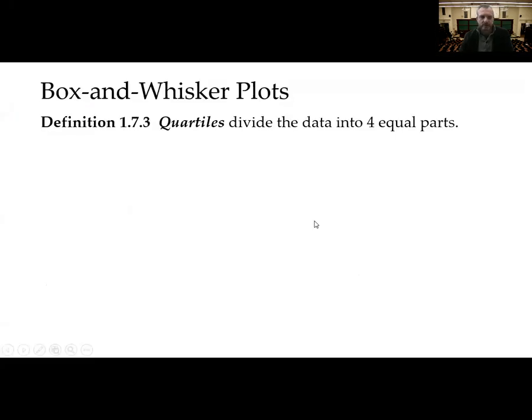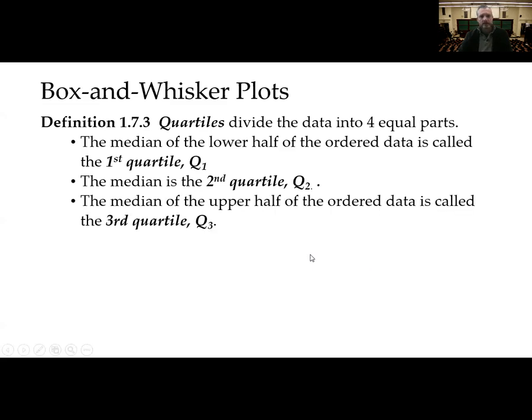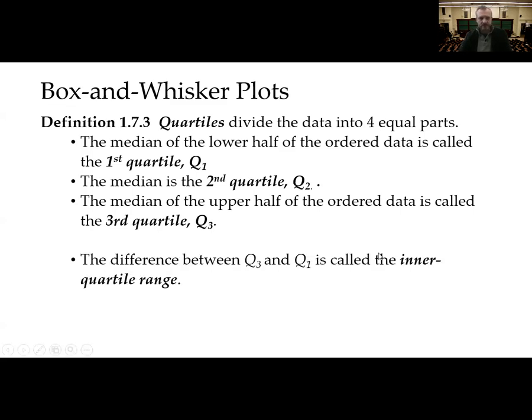So what is a box and whisker plot? Well, first we need to divide our data into 4 parts. Each of those parts is known as a quartile, hence quarter, fourths, and so on. So the median of the lower half of the ordered data is called the first quartile, denoted with a Q subscript 1. We call it Q1. The median is the second quartile. We call that Q2. The median of the upper half of the ordered data is the third quartile, Q3. And then the difference between Q3 and Q1 is known as the interquartile range.